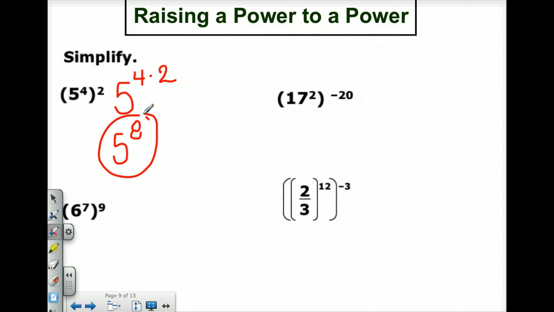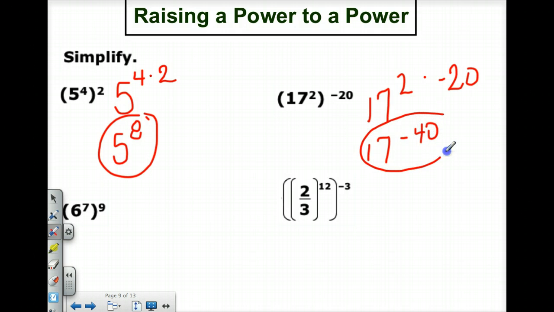All right. Base is 17. Multiply your exponents. 2 times negative 20. 2 times negative 20. Yes, we can have negative answers. 17 to the negative 40th power. Try the next two. Turn the video back on. Let's see how you did.